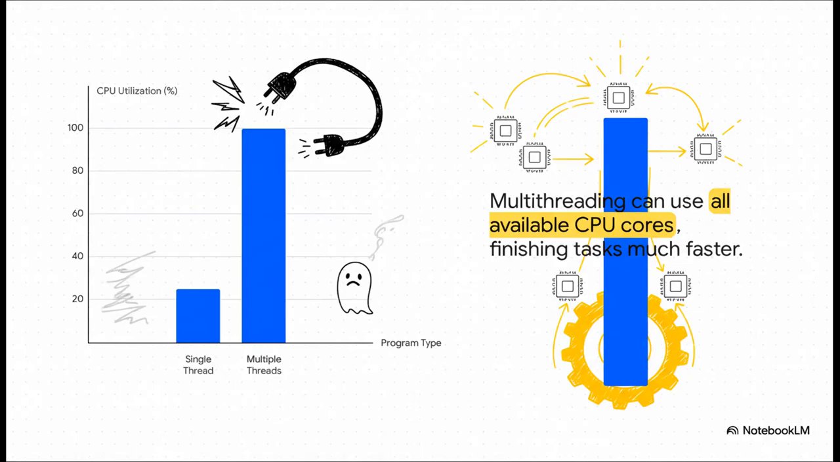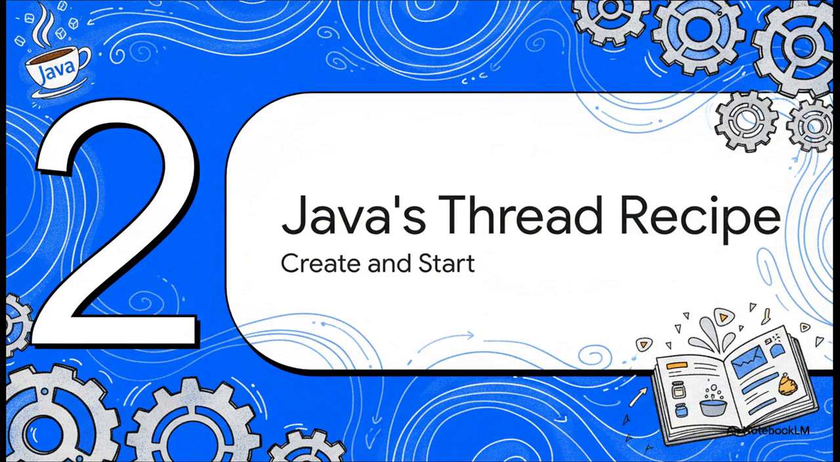And this chart shows you exactly what I'm talking about. Look, on a computer with 4 cores, a single threaded app might only be using 25% of the machine's power, but a multi-threaded app can spread the work out over all the cores, hitting 100% and getting the job done way faster.